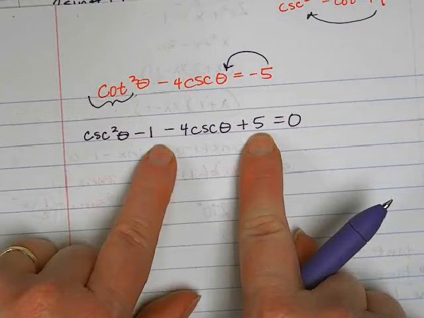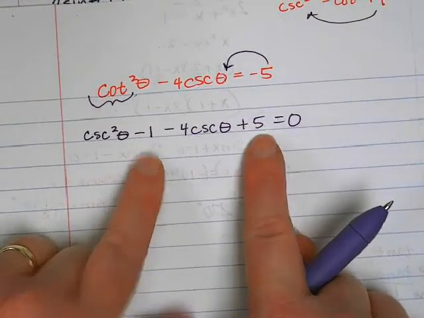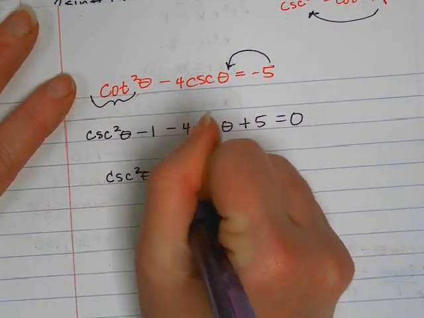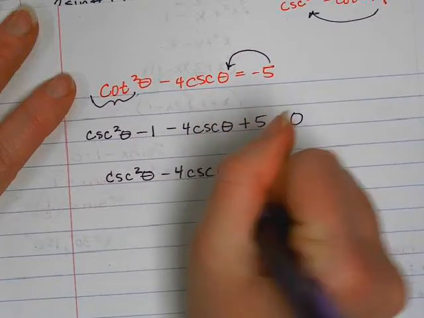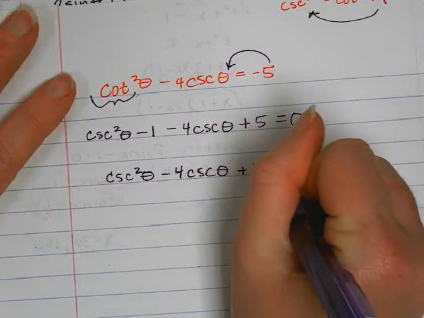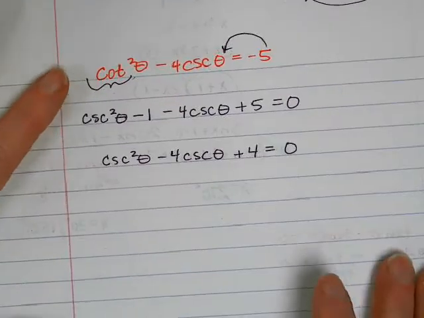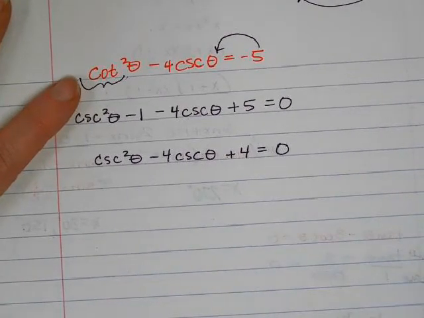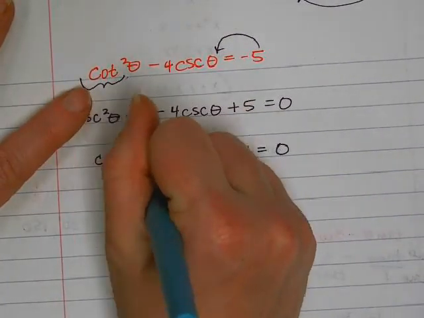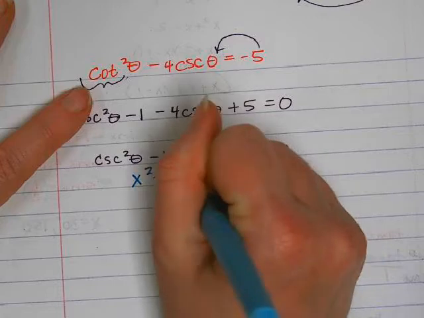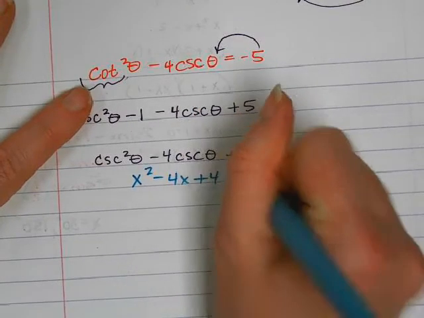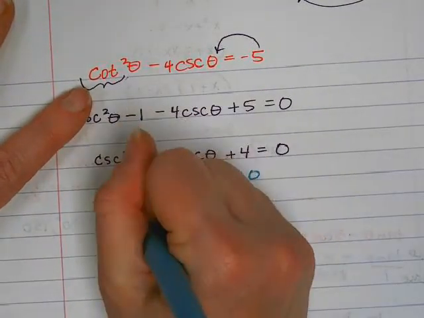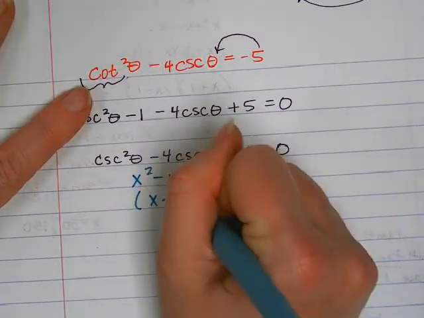Now combine like terms. I have a -1 and a plus 5. So that's cosecant squared theta minus 4 cosecant theta plus 4 equals 0. Now you just factor this. If it helps you, like it does me, to rewrite this as x squared minus 4x plus 4, you're looking for factors of 4 that you add to get -4. That would be x minus 2, x minus 2.